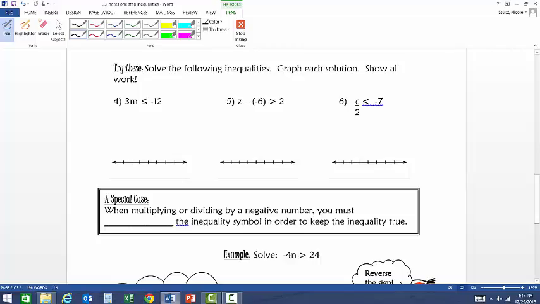All right, go ahead and try 4, 5, and 6. If you get stuck, you can kind of see what I'm doing and go from there.